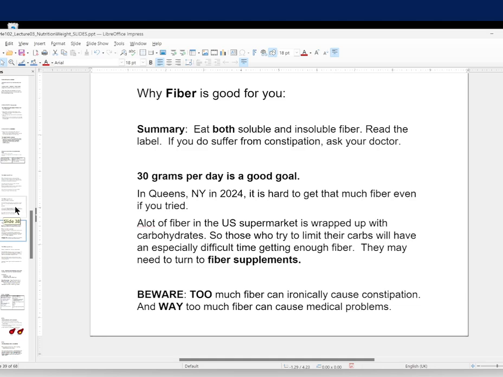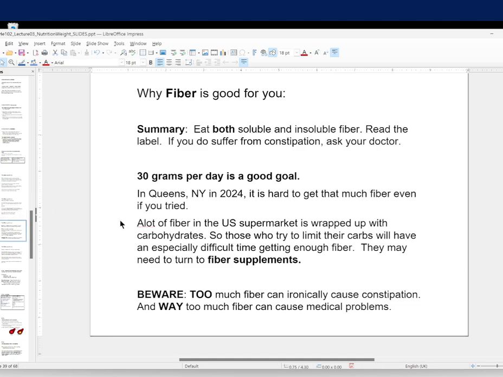What does a typical American eat per day nowadays? It's half that, only about 15 grams per day. So if you are the average person, you should try to find ways to eat more fiber. The best way, of course, is fresh fruits and vegetables.